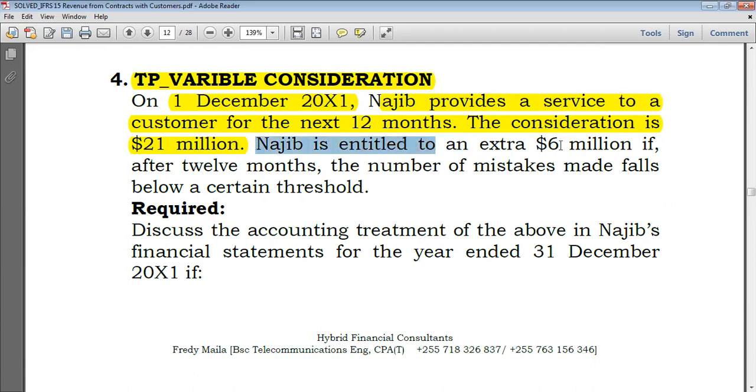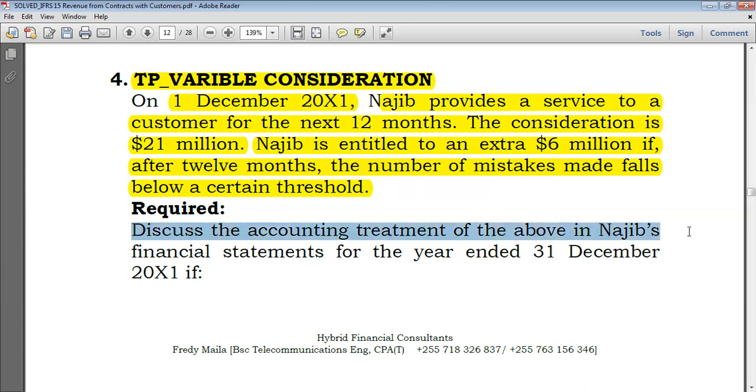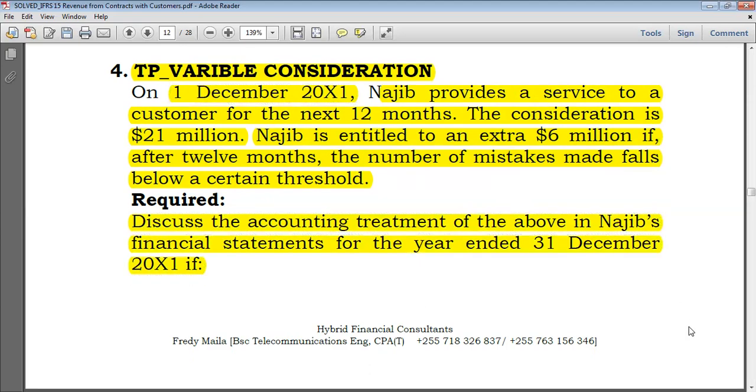Najib is entitled to an extra 6 million if after 12 months, the number of mistakes made falls below a certain threshold. So Najib, as a provider of service, is entitled to a further $6 million in case the number of mistakes falls. That is, in case his performance actually improves. So here we are told to discuss the accounting treatment of the above in Najib's financial statements for the year ended 31st December 20x1. Actually, this was 1st December, and the year end is 31st December. That means 1 month has elapsed.